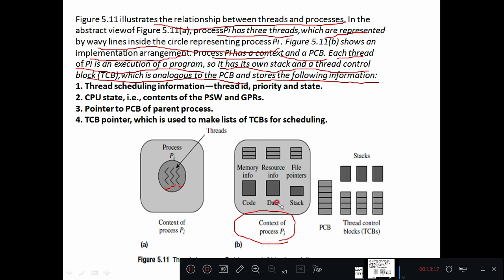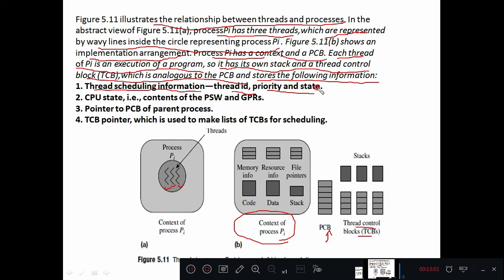So along with this, it also has a PCB, which is process control block, right? So similar to this process PCB, we have a thread control block which contains the following information. The first one is thread scheduling information: thread ID, priority and state. It is like a process control block itself, only the name is different. It is called a thread control block, right? So similar to a process ID, the thread also has its own ID, priority and state.